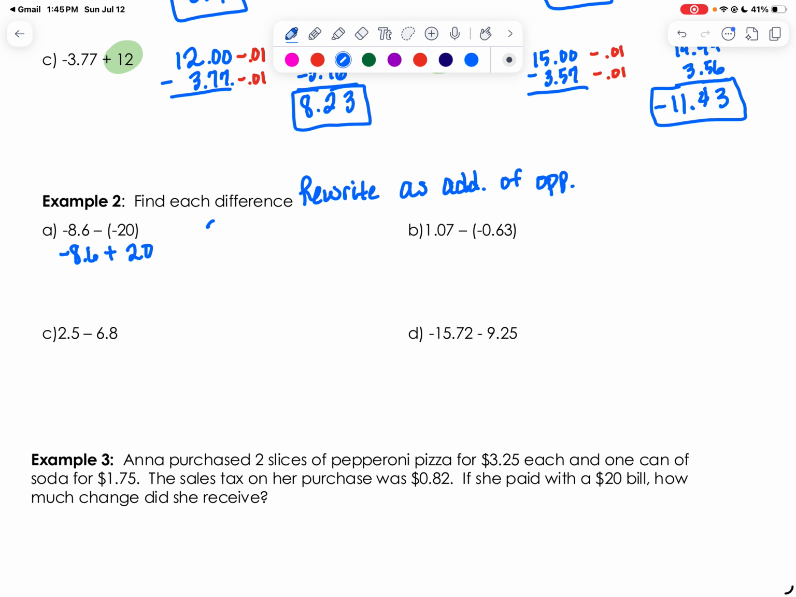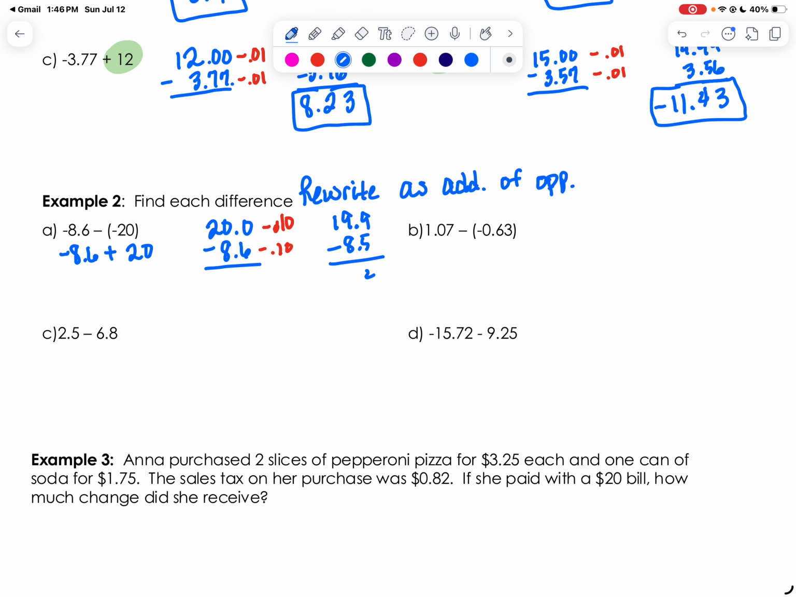So our signs are different, so we're going to subtract. I need to add a placeholder here. Now, on this problem, I can think of this, if I want to subtract not a penny, but a tenth. So 20.0, we're taking away basically a dime. So 20.0 becomes 19.9. 8.6 becomes 8.5. If you do this, you won't have to borrow.